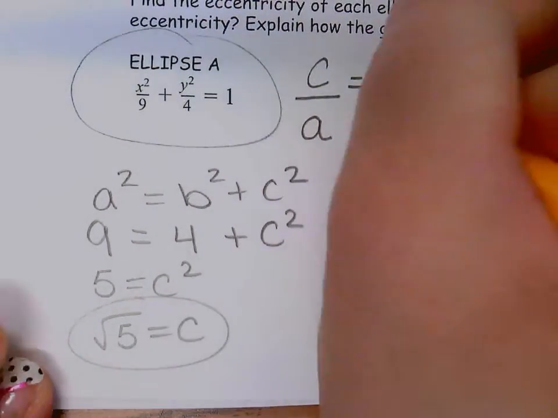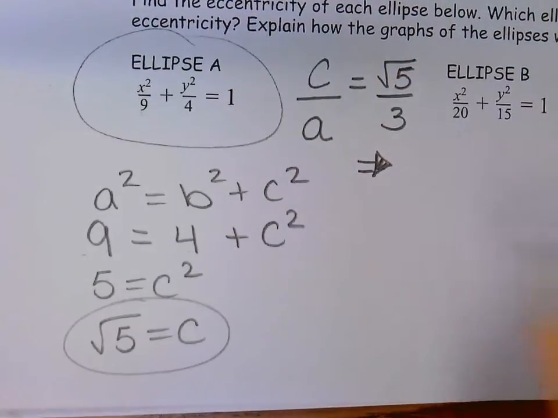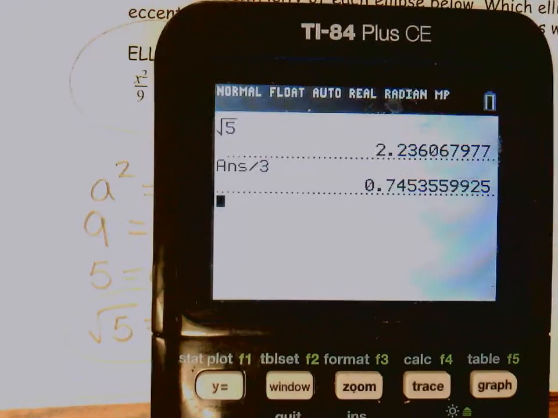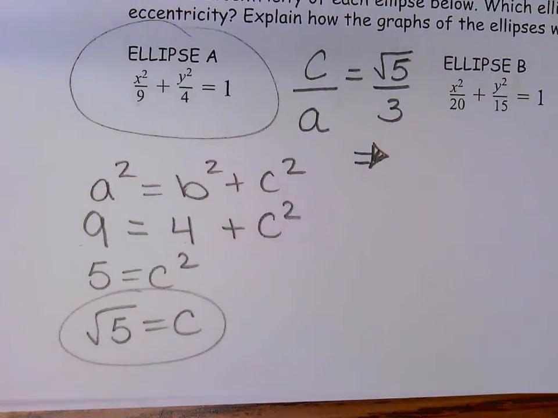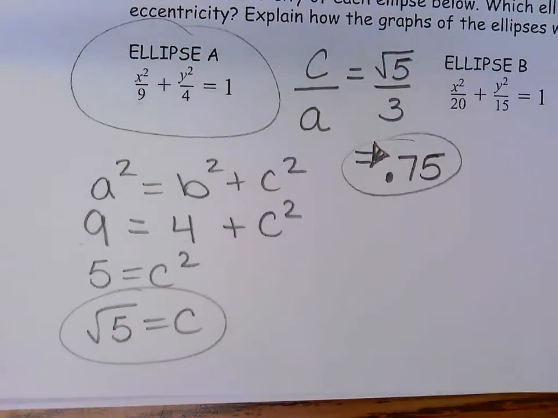So your eccentricity on your calculator, we have to calculate it out. See what that decimal is. So you're going to do the square root of 5 and divide by 3. Square root of 5 divided by 3 is an eccentricity, if we round it to what, 0.75 is what I got. So I took square root of 5 and divided by 3 on my calculator. I got an eccentricity of 0.75. Do you think that's pretty elliptical or pretty circular?